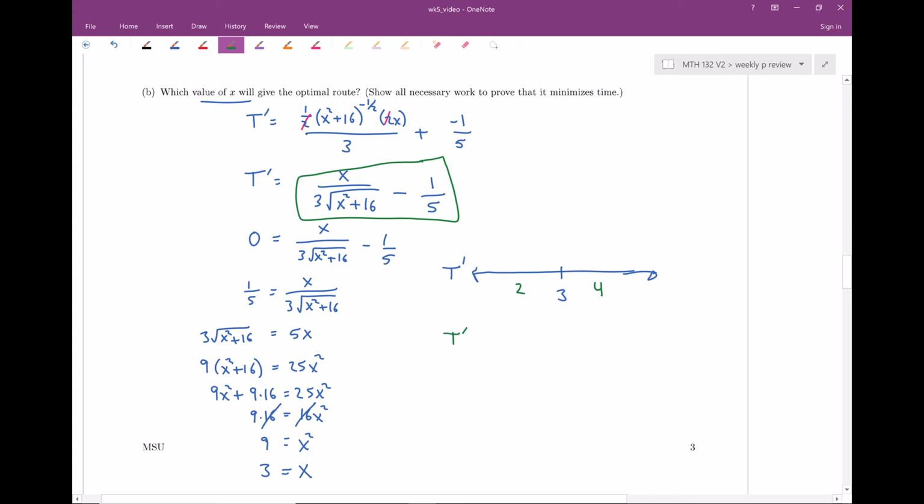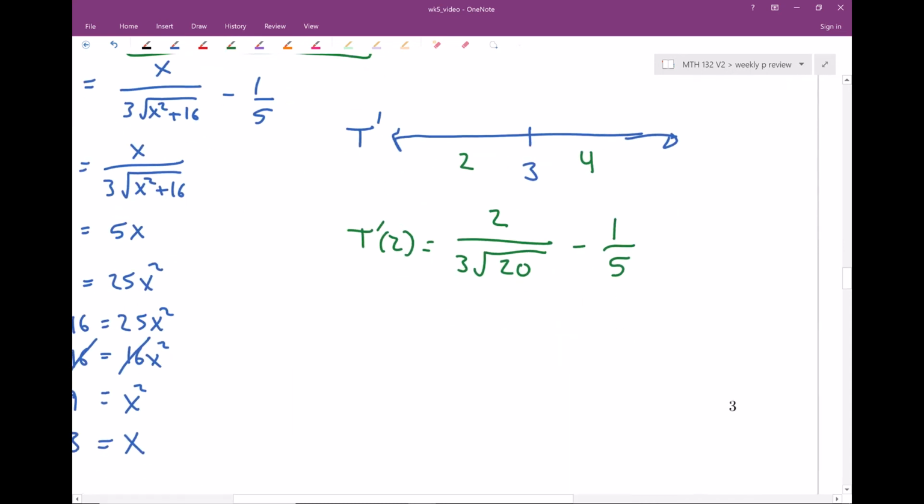So t prime of 2. So that's going to be 2 divided by 3 times the square root of 2 squared, that would be 4, plus 16. That's going to be 20, minus 1/5. And the question is, is this positive or negative? We don't get calculators, and so we have to be a little bit good at approximating these things. So I'm just going to go ahead and say approximately.